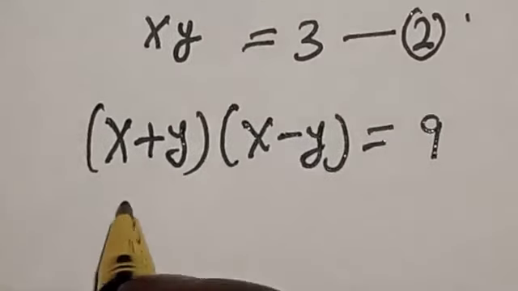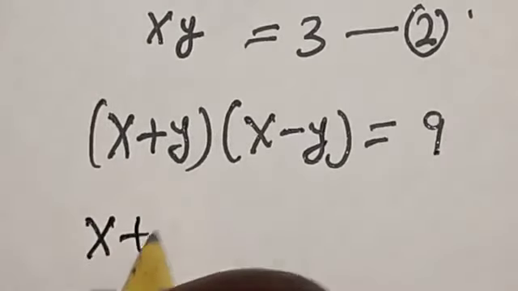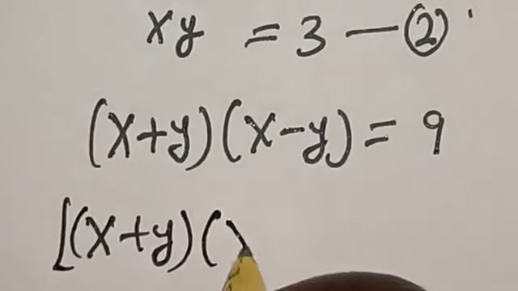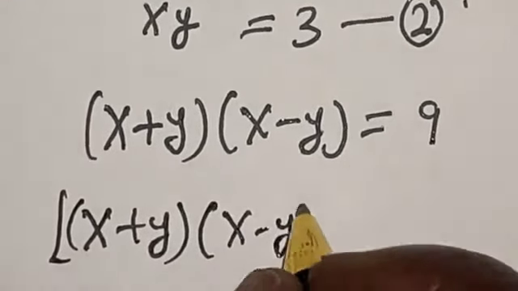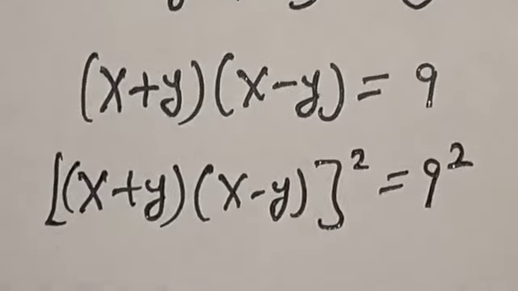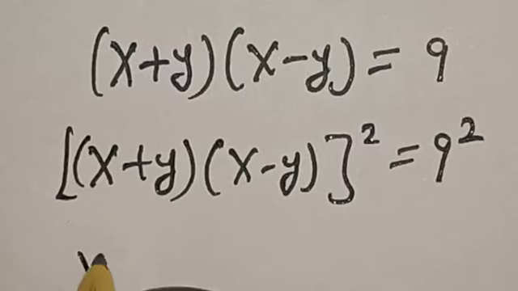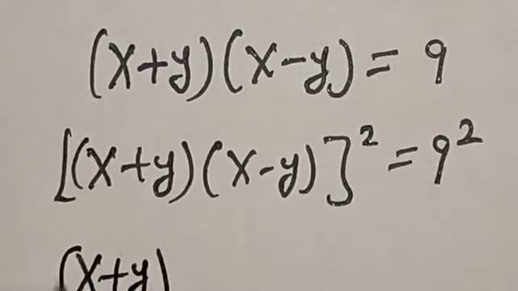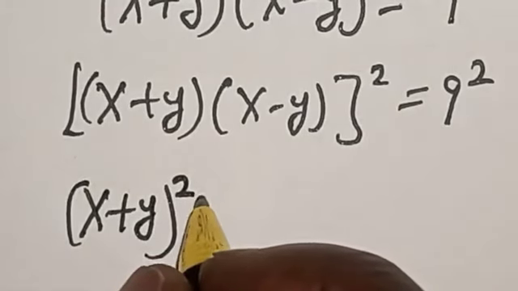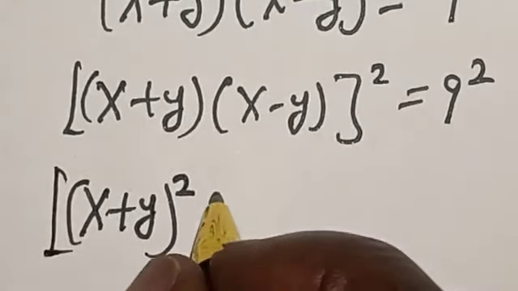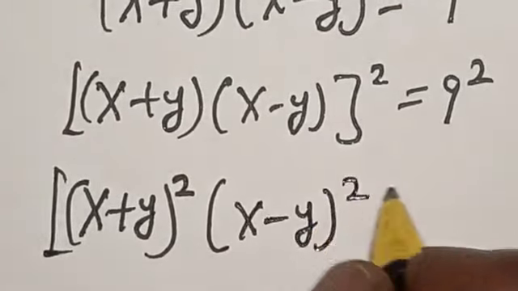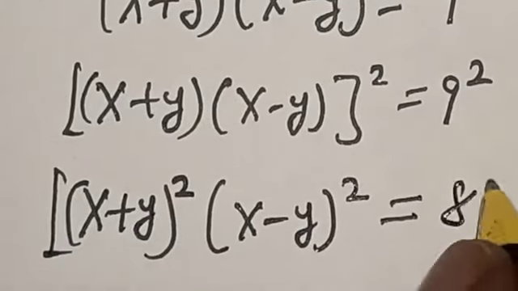Then let's square both sides. We have x plus y multiplied by x minus y, squared, is equal to 9 squared. Then this is the same thing as x plus y squared multiplied by x minus y squared is equal to 9 squared, which is 81.